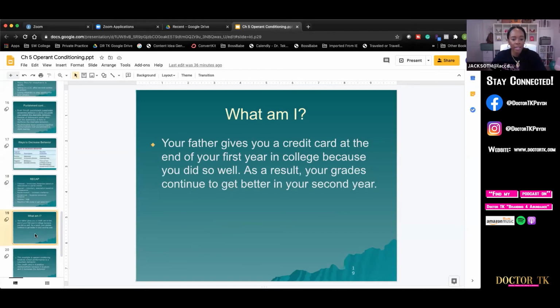So let's talk about this. Is this positive or negative reinforcement? Your father gives you a credit card at the end of your first year in college because you did so well. As a result, your grades continue to get better in your second year. So put a P or an N. Is it positive or negative reinforcement? It is reinforcement, not punishment. Okay, it's a P, positive.